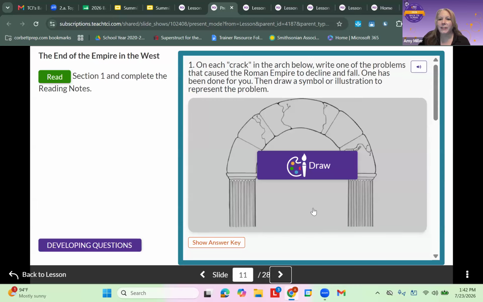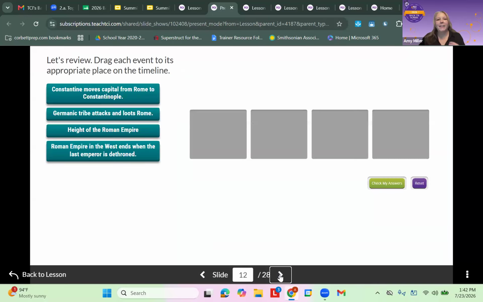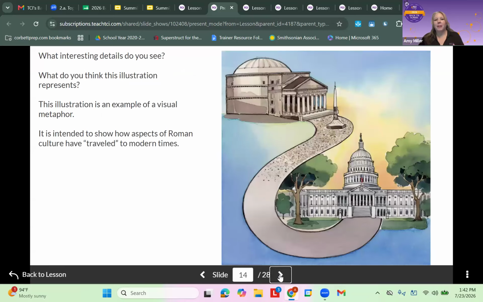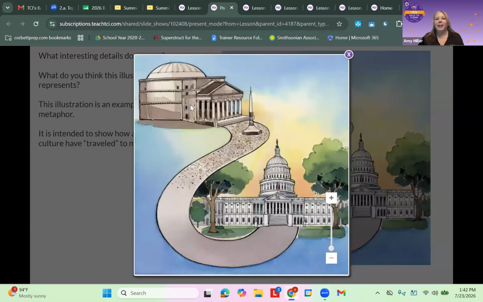And then, as I mentioned, we use this graphically organized page to learn about the cracks in the Roman Empire. And then they start to build their game, Rome to Home. And so you'll see we start with Rome and we end up at home.